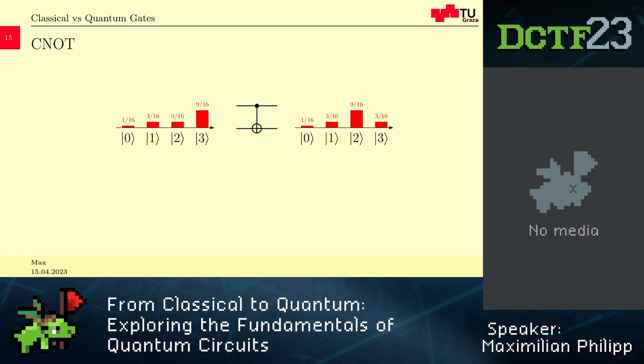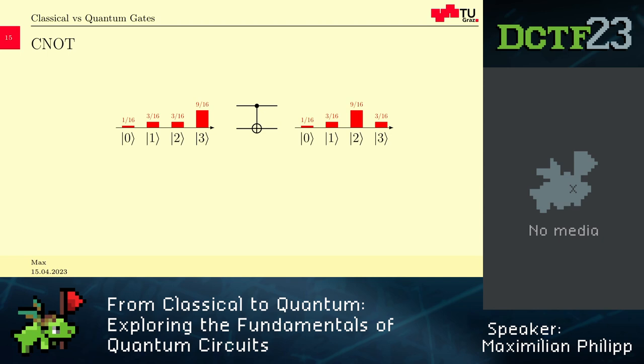The CNOT gate is a really important gate for producing some entangled states. This can be really useful for more complex algorithms, but we won't use it today anymore. But in short form, what it does, as you can see, is flip the two probabilities of 2 and 3. And that's basically it.